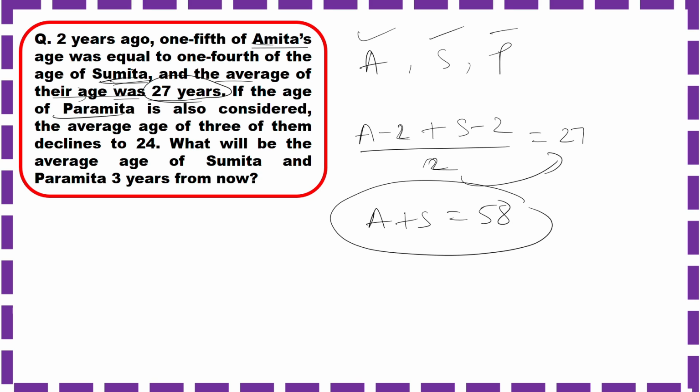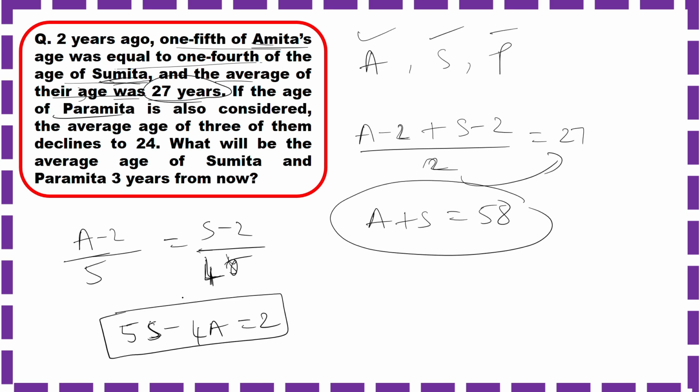Now what is the first statement? 1/5 of Amita's age was equal to 1/4 of Sumita's age. So 1/5 of Amita's age, that is A by 5, 2 years ago. So (A minus 2) by 5 is equal to 1/4 of Sumita's age, (S minus 2) by 4. Because 1/5 of Amita's age is equal to 1/4 of Sumita's age. Now calculate this, we will get 5S minus 4A equal to 2. So we can consider this as equation 1 and this one as equation 2.